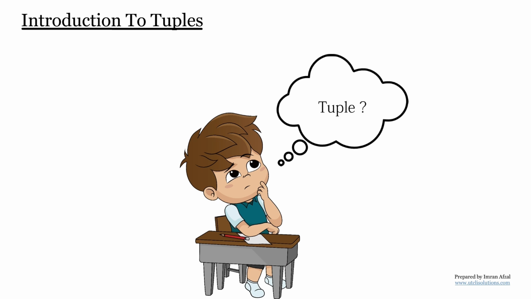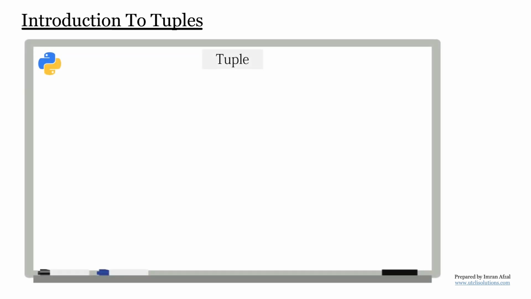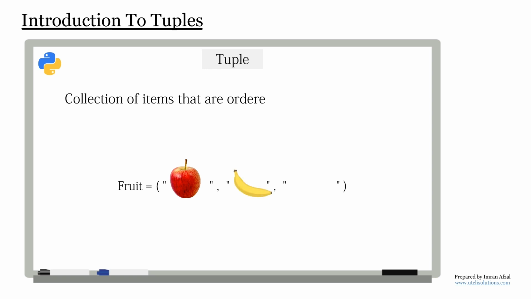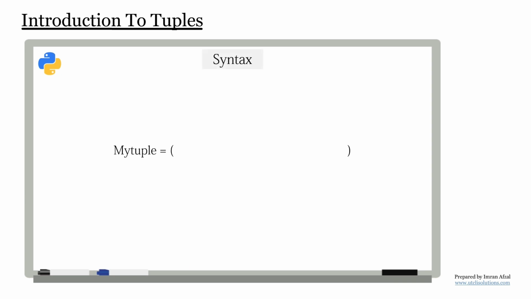What is a tuple? A tuple in Python is a collection of items that are ordered and unchangeable. This means that once you create a tuple, you cannot add, remove, or change any of its elements. A tuple is written using round brackets or parentheses. Tuples can hold different types of data, such as numbers, strings, or even other tuples. So, the main purpose of using a tuple is to store data that should not be changed throughout the program.